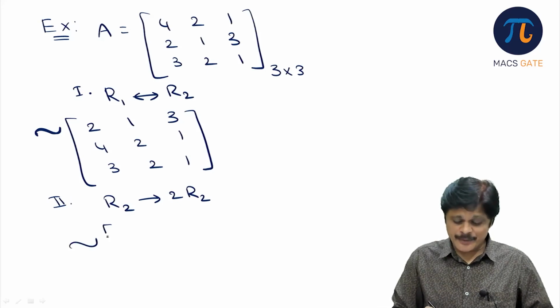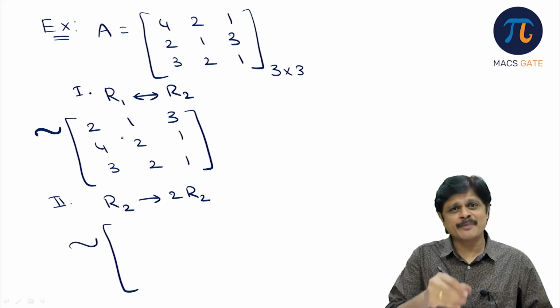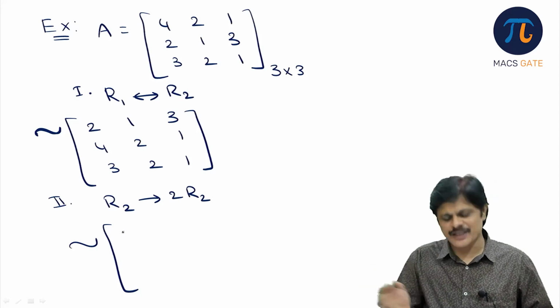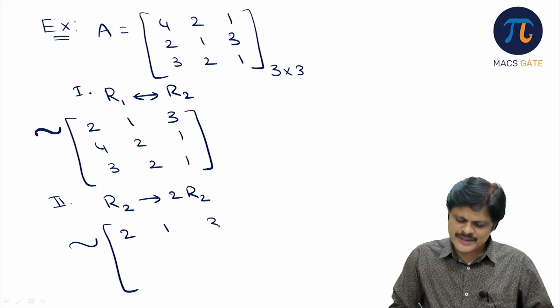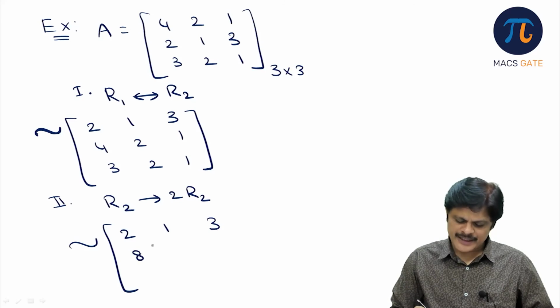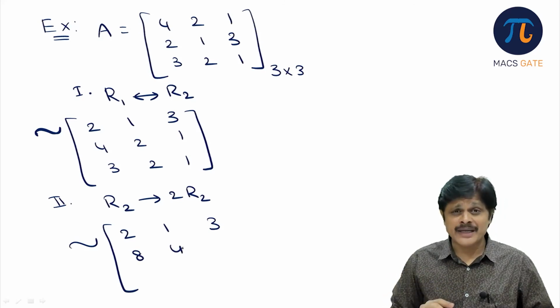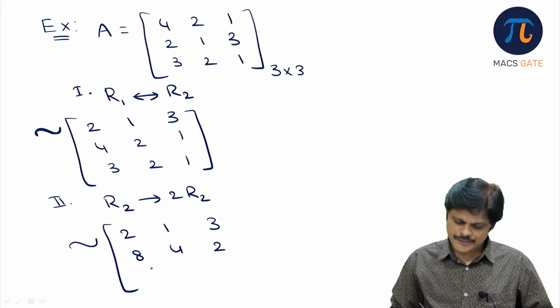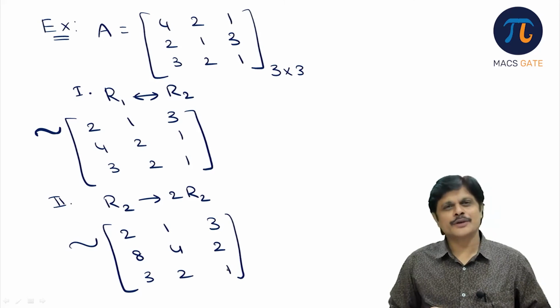So you get a new matrix. Again, this new matrix is not the same as the previous one or A. The first row is the same, and in the second row, 4 twos are 8, 2 twos are 4. Every element of the row is multiplied with 2. 1 into 2 is 2. So the third row is 3 2 1. Got it?